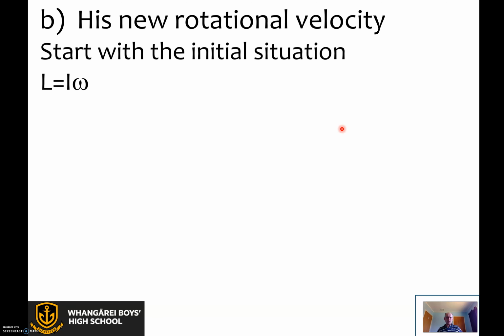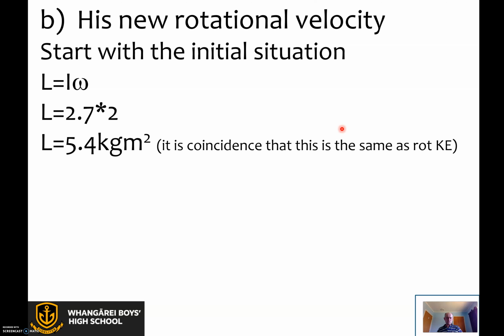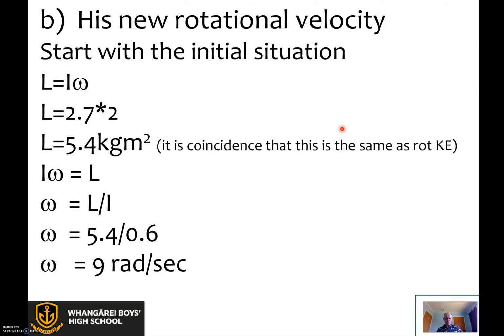So we start with L equals I omega, and we find the initial angular momentum is also 5.4. It's a coincidence because I made the numbers too nice. One is times 2, another one is times half of 2 squared, so therefore it's the same thing. Please don't put any value on the numbers being the same there. So I omega is L. We want omega by itself, so we divide both sides by I. Then we put the numbers in, 5.4 divided by 0.6, and we get 9 radians per second, which is whooping around 3 revs in a second. Yeah, that would be about right.